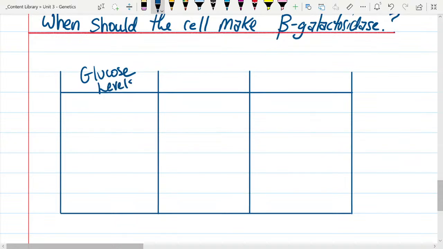Okay, so let's look at glucose levels, lactose levels, and let's talk about the transcription rate of the gene.